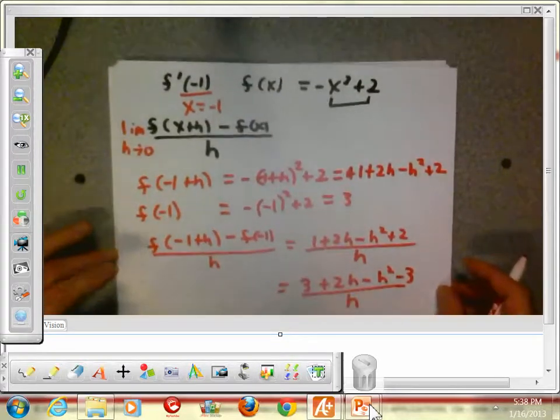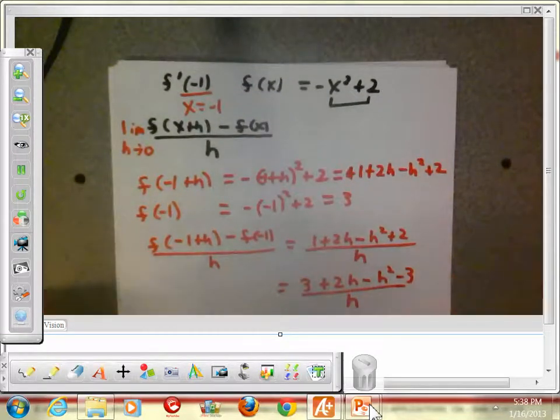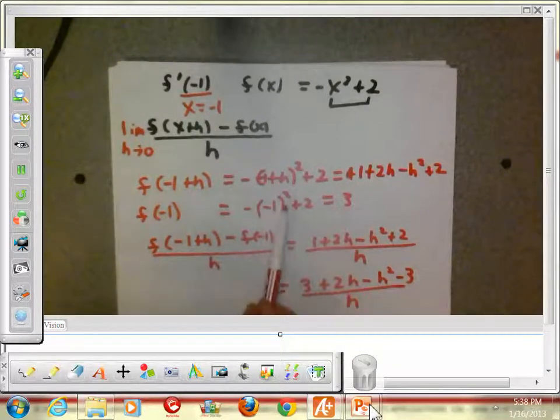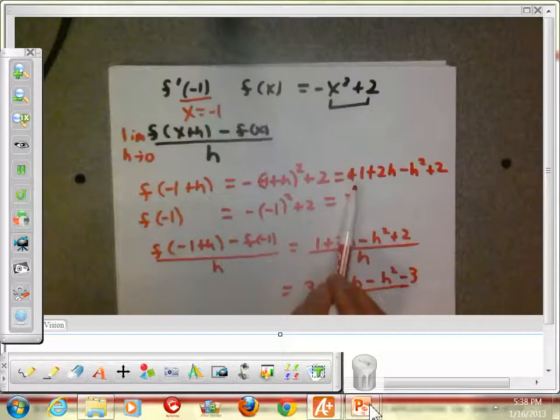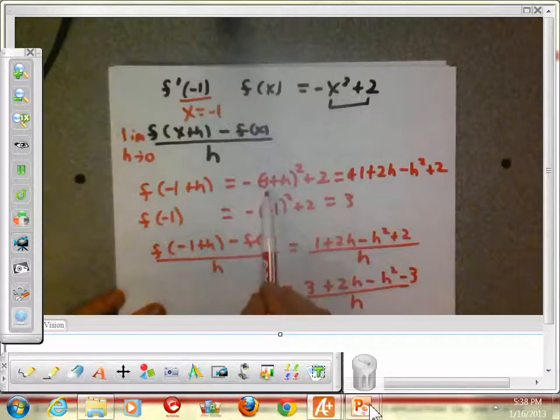Any questions so far? Yes? Where are you looking over here? Which line? This over here? Well, if you... Right here? If you square negative 1, right? If you square the first term, that becomes a 1.